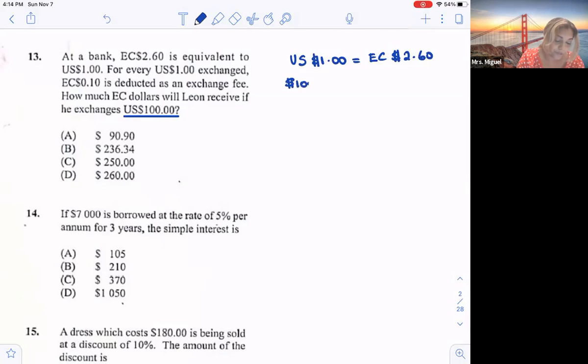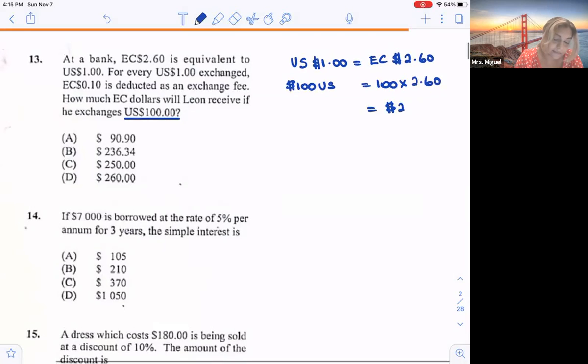So 100 US will be 100 multiplied by $2.60. So when we multiply 2.6 by 100, we will get 260 EC for the 100 US.